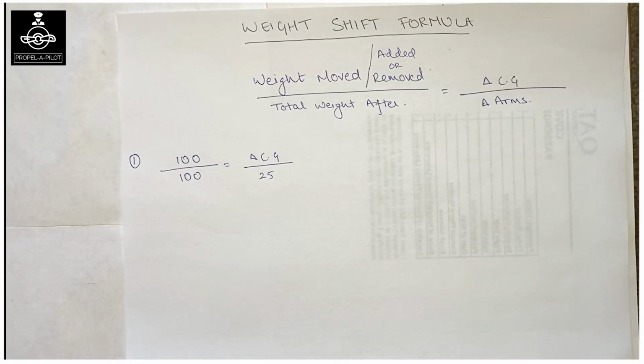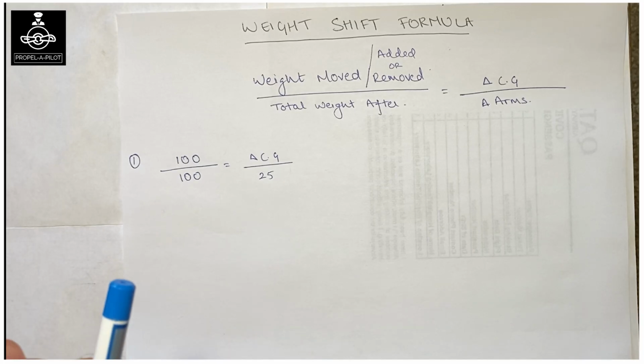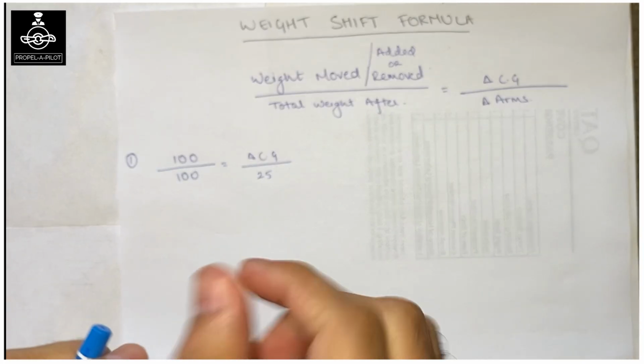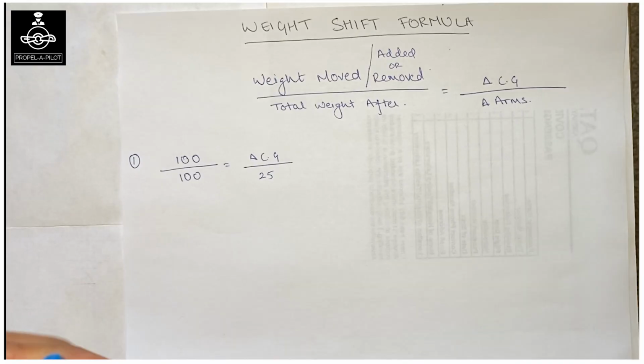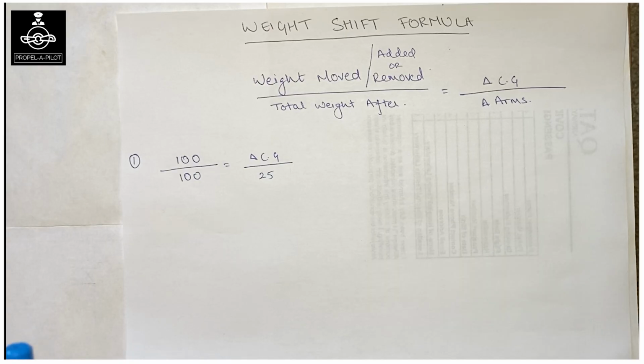Now, before we go on and discuss how this applies to the aircraft or to loading an aircraft, I want you to know that the weight shift formula can be applied to any system that has weight distributed around it. Do you remember the plank and the fulcrum example that we took to help us understand the weight and balance principles? We will use the same example and see how the weight shift formula applies to that.